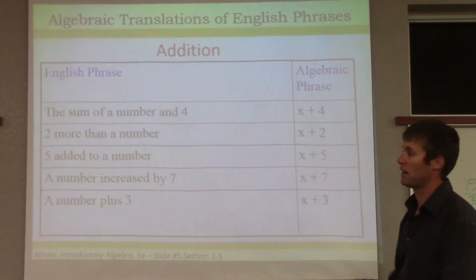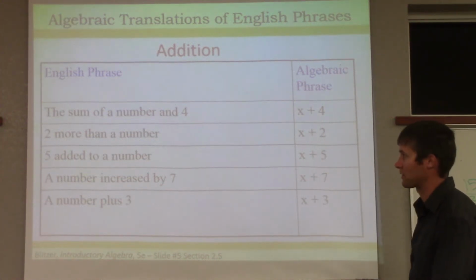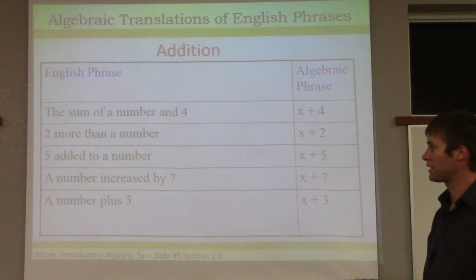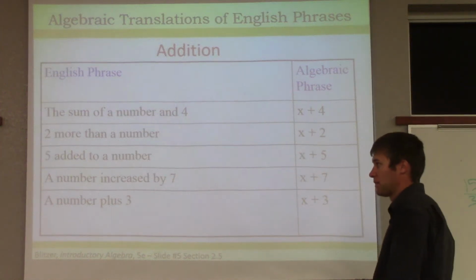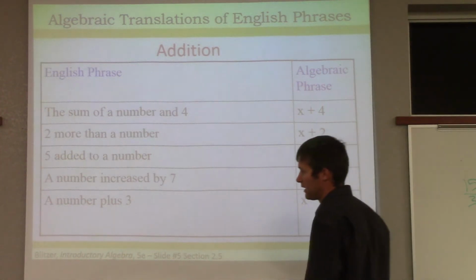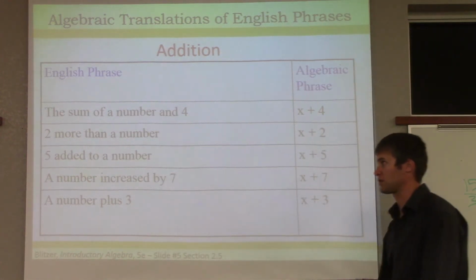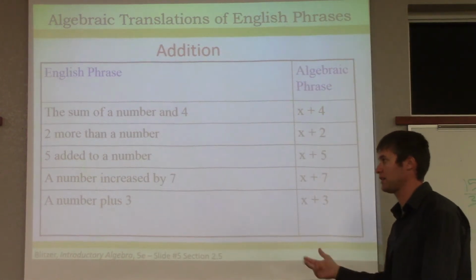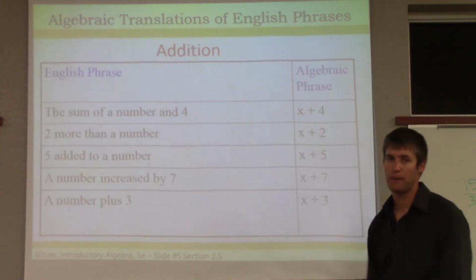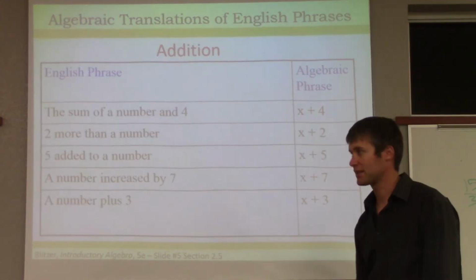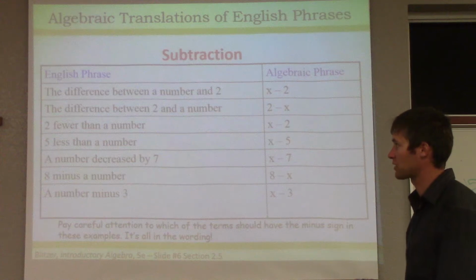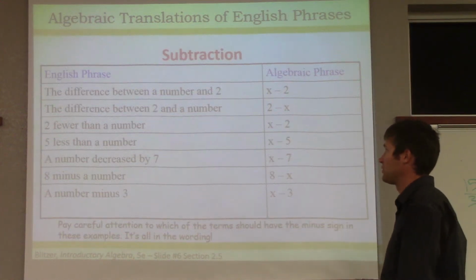So here are some phrases that you could see. The sum of a number and 4, 2 more than a number, 5 added to a number, a number increased by 7, a number plus 3. These are all circumstances in which we're using addition. So we could use sum, more than, added, number increased by, number plus. So that's addition.